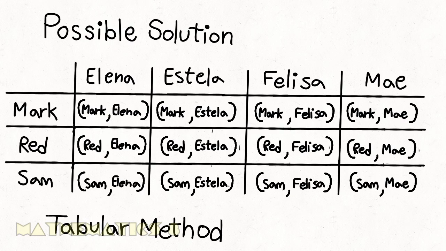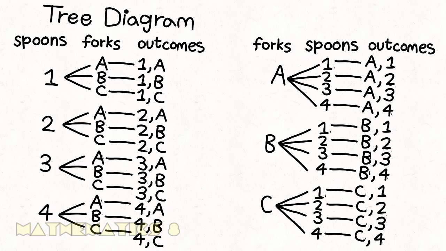Erwin is a lifestyle and food vlogger. Whenever he goes for work to create content for his channel, he will always bring with him a pair of spoon and fork. Erwin has 4 spoons, 1, 2, 3, 4 and 3 forks, A, B, C. Show the number of possible ways Erwin will bring his pair of spoon and fork whenever he works using a tree diagram.